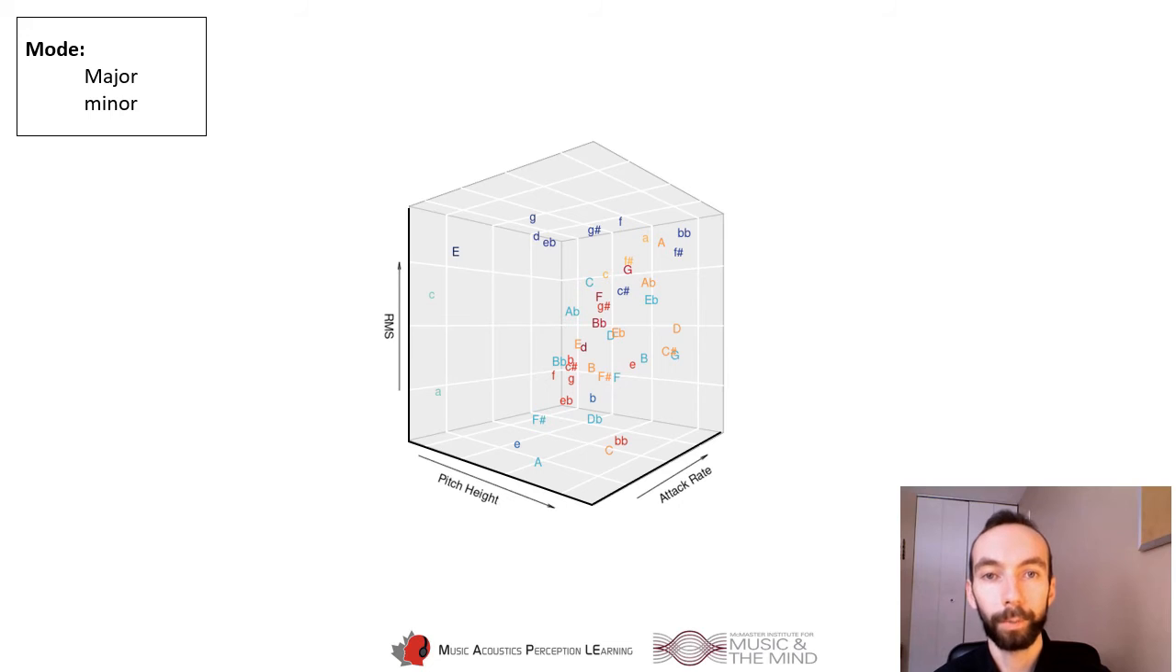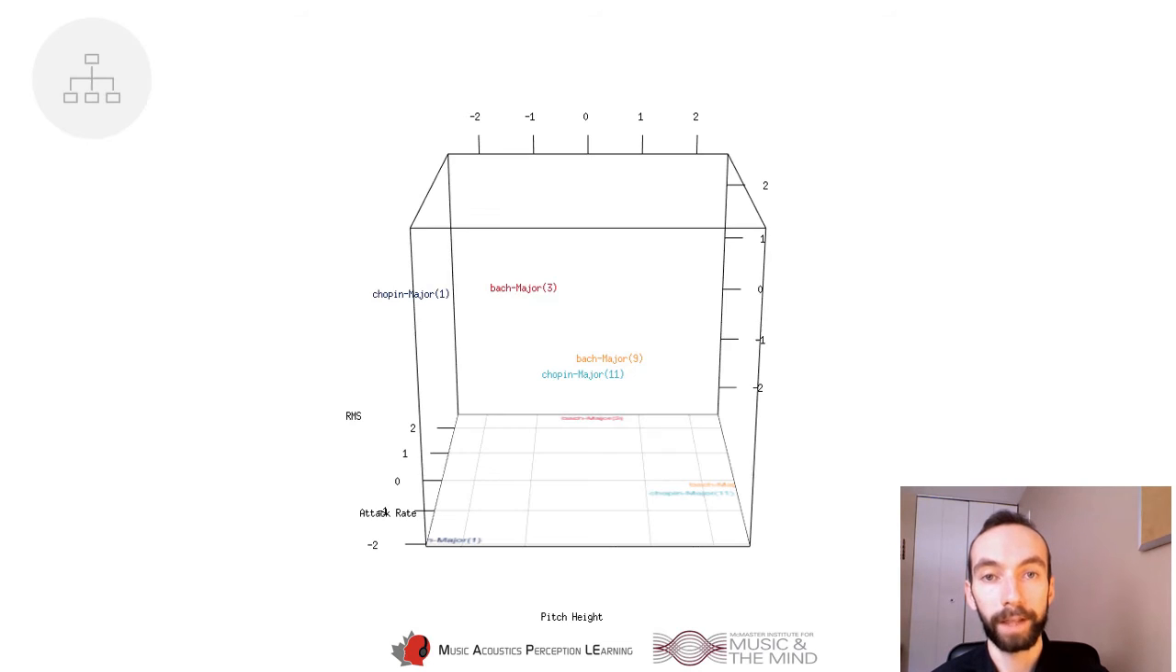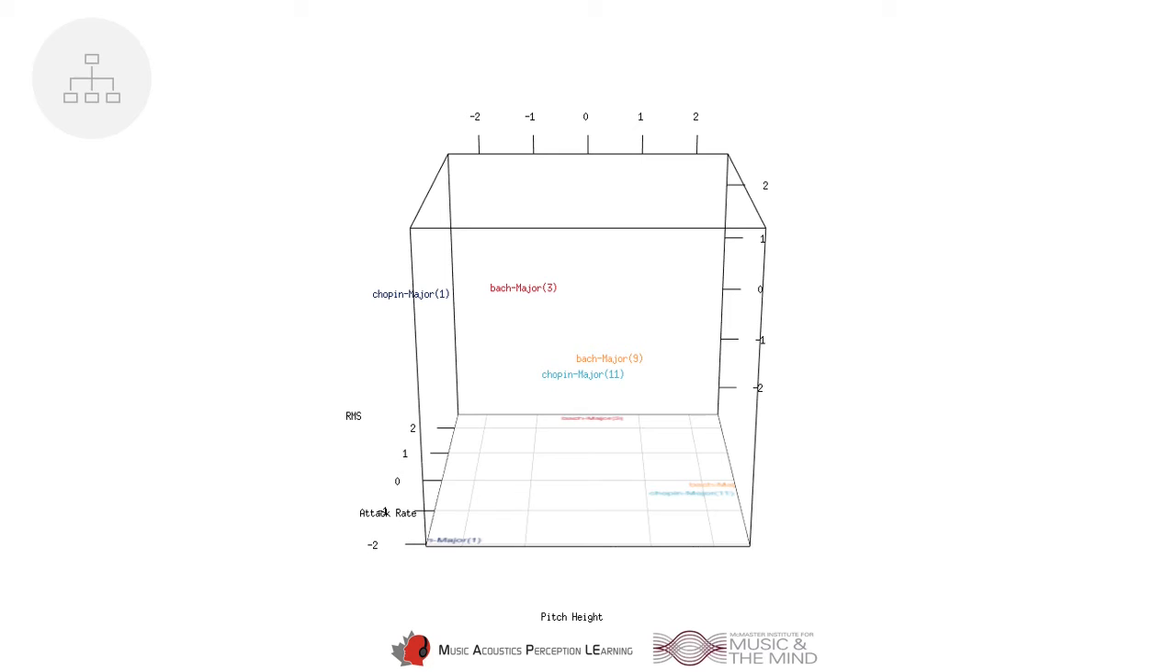Already we can see some notable differences in cue use. Note that no cluster here contains pieces from both modalities. As such, we can subset the data and summarize each cluster based on its mean pitch, timing, and RMS values. I denote the number of pieces in each cluster using parentheses. For major pieces, 2 distinct clusters emerge for each composer.